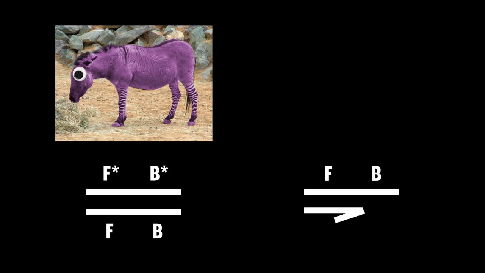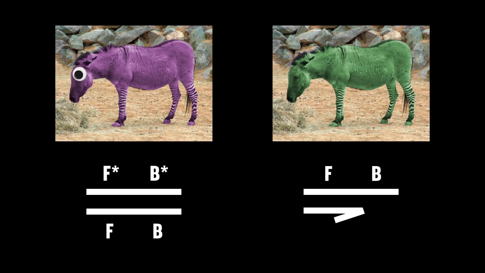Or we could have a Z-donk with an X chromosome and a Y chromosome, and on the X chromosome there would be two recessive alleles for both F and B, which means that it would be a green Z-donk with normal eyes. So these are the only two children that could possibly come from this cross.